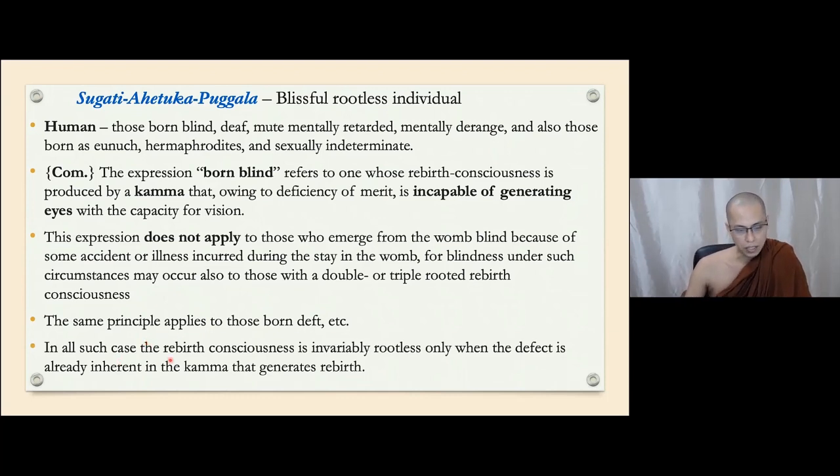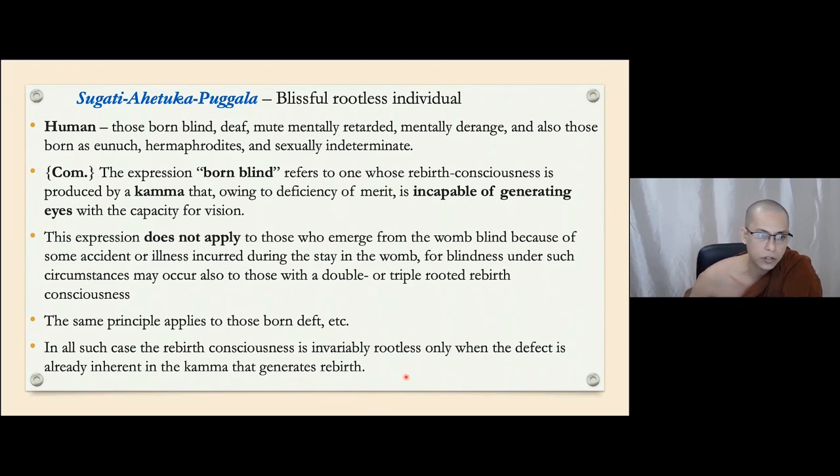So in all such cases the rebirth consciousness is invariably rootless, only when the defect is already an inheritance of the karma. Here you see that the situation of being reborn as any type of being is inherited from the karma that generates the rebirth. So this is the work of karma during the moment of pratisandhi. Okay, so this is called the sukati ahetuka and the nature of the individual.